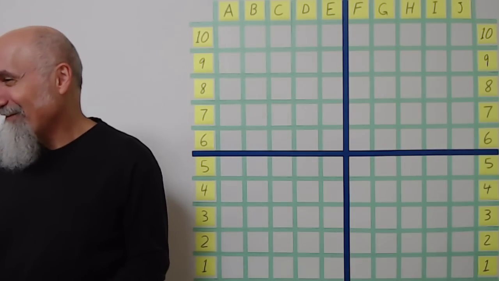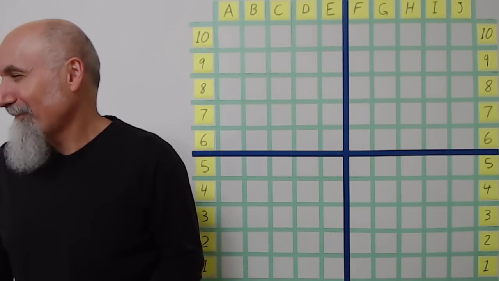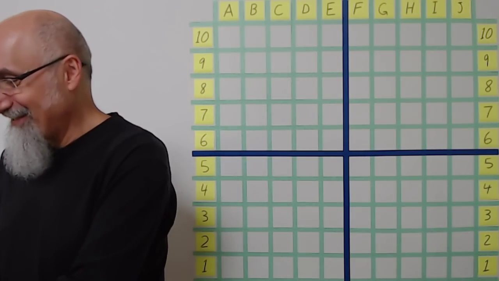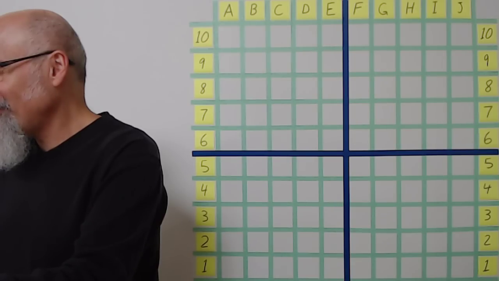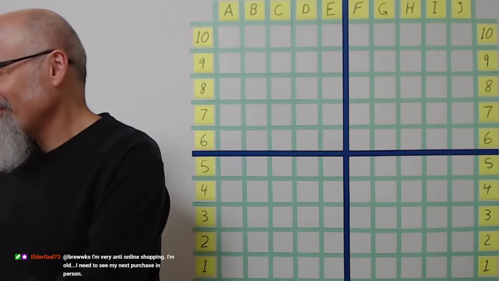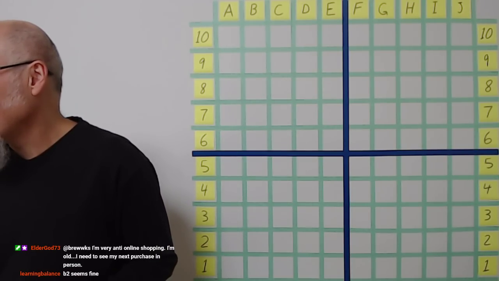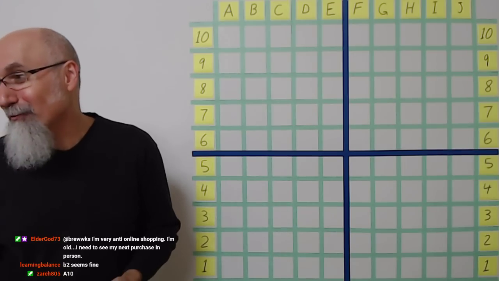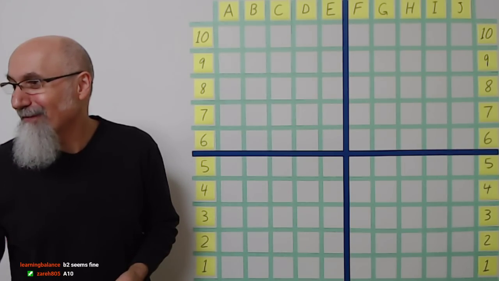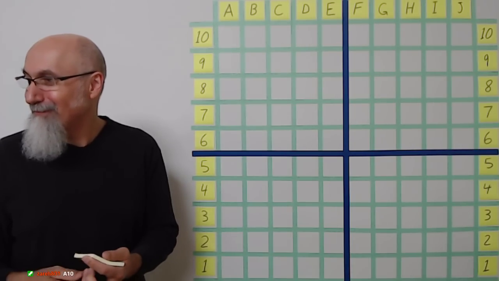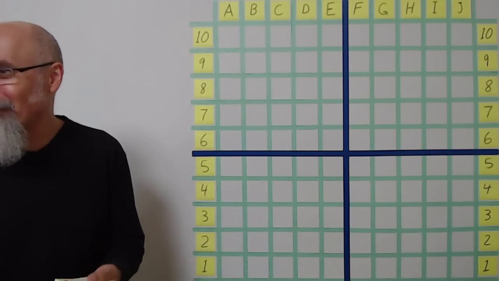Aside from that, gang, where are we going? What's the movement? Let me put on my glasses for now and increase the text size on the chat. Where should we start, gang? B2 seems fine. A10, someone says. So do we get a second, or do we go with the first movement? B2, A10, going once, going twice. We're going with B2. Let's do B2.